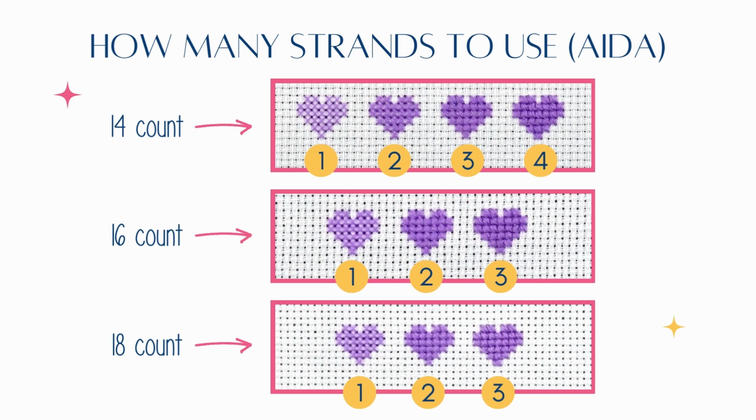I also definitely noticed it being harder to stitch with 4 strands on 14 count Aida and 3 strands on 16 and 18 count Aida. It was just so much harder to get the needle and thread through the holes, and I think the end result is less neat too.